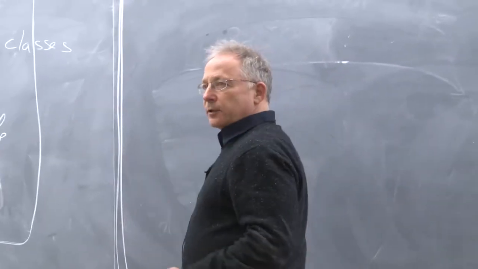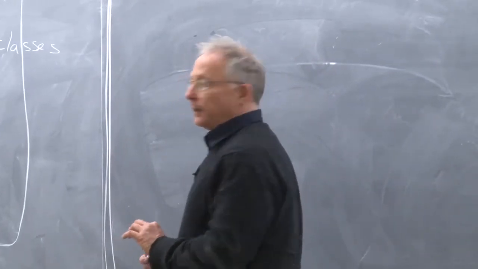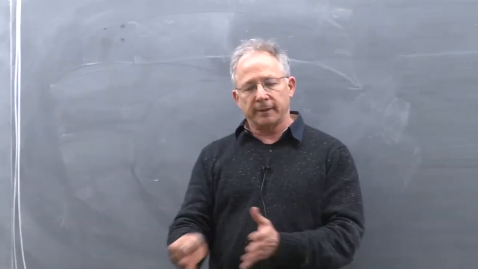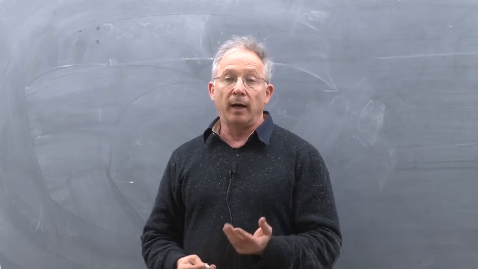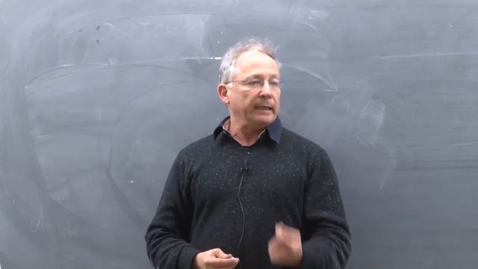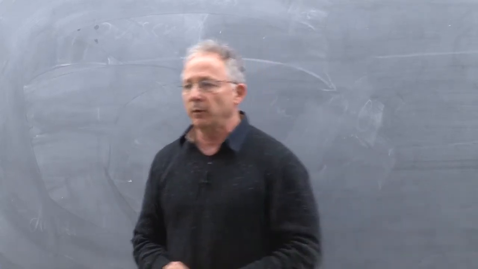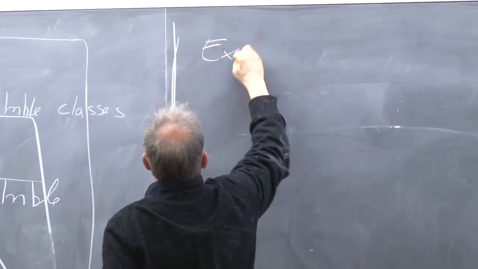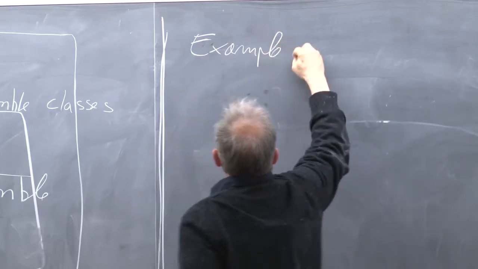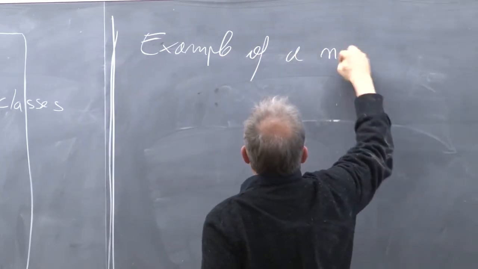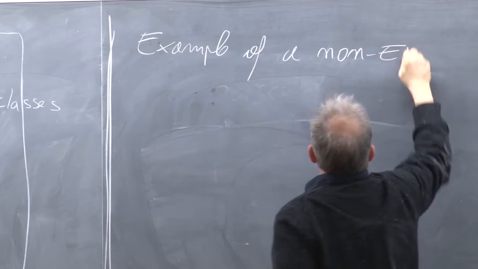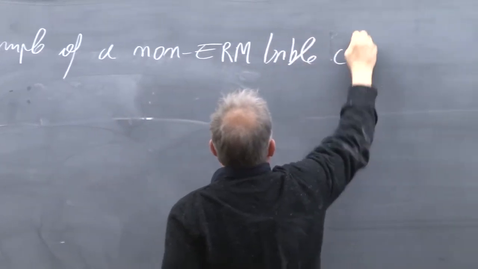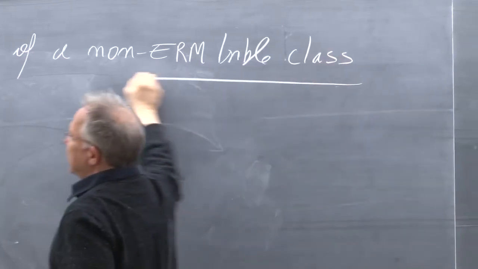To make this distinction, we will need something very interesting. So this was kind of a puzzle. How do we distinguish learnable from not learnable, or how do we even distinguish ERM learnable from not ERM learnable? So one more example, a concrete example of a non-ERM learnable class.